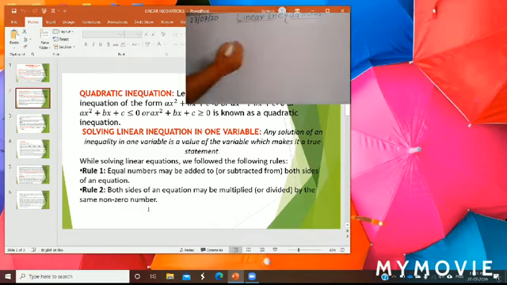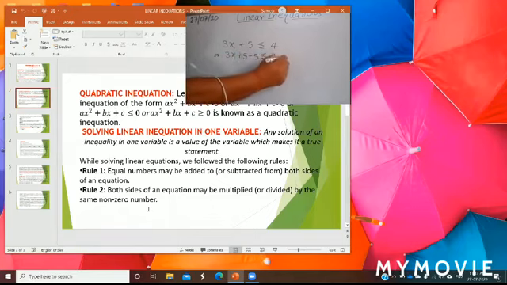Okay, so let me recall that question. Here I am giving you 3x plus 5 less than or equal to 4. So what you do as per the first rule, you subtract 5 on both sides, so you have 3x plus 5 minus 5, and then you write it in this way. So 3x is less than or equal to -1.